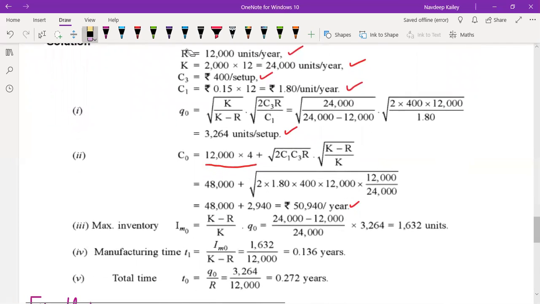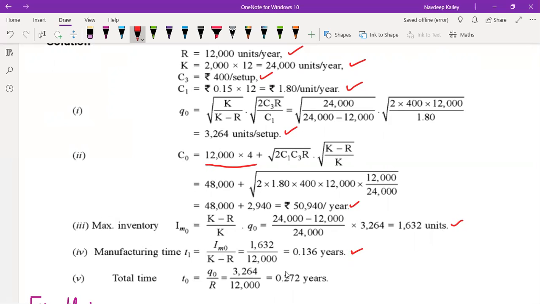The formula for maximum inventory is K minus R upon K into Q naught. We have already calculated the optimal load size. Put the values here, and after putting the values, we get maximum inventory as 1632 units, and the manufacturing time is given by maximum inventory upon K minus R. Again, putting all the values, we get manufacturing time as 0.136 years.